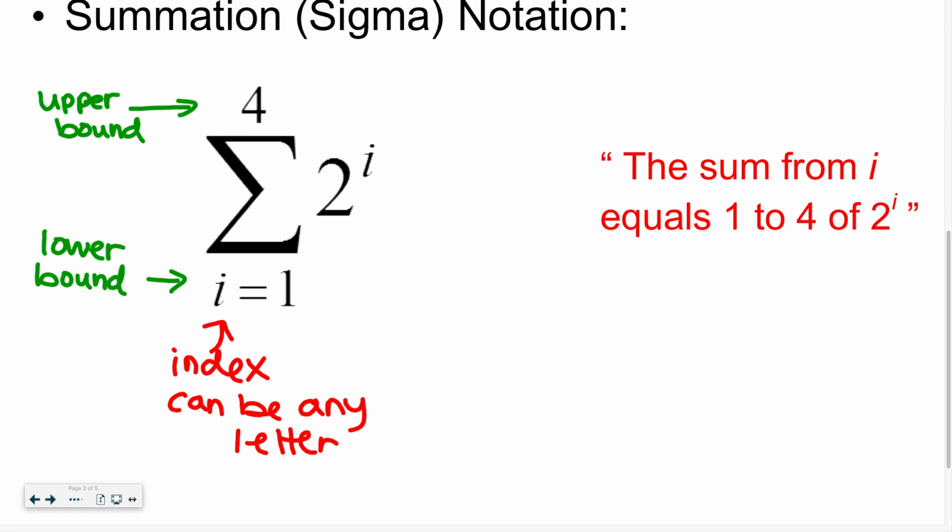Okay. And then there's always, so you've got the summation notation, you've got your lower bound and your upper bound, so you know how many things you actually want to add, and then you want to know what to add.